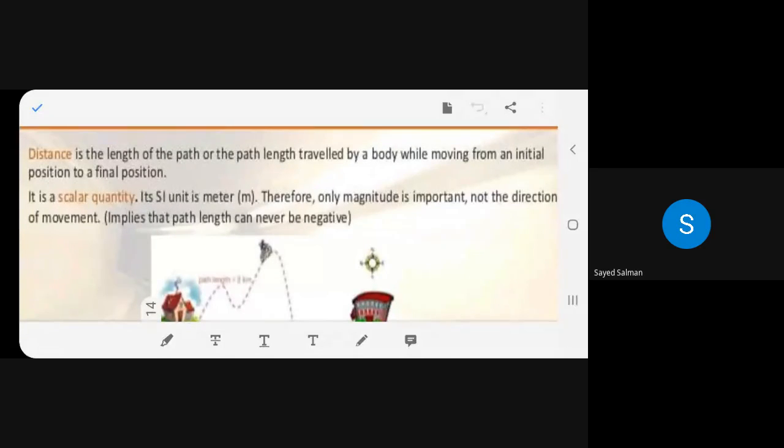So what is important? Only magnitude is important. Direction is not that important. Only how much you have traveled: 2 meter, 5 meter, 100 meter, 1 kilometer. So that number is important. So hence it is a scalar quantity. But remember, the direction is not important. Only the number, only the magnitude is important and not the direction. You understood now?